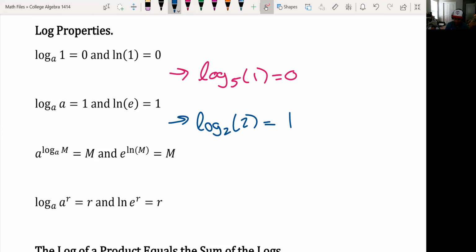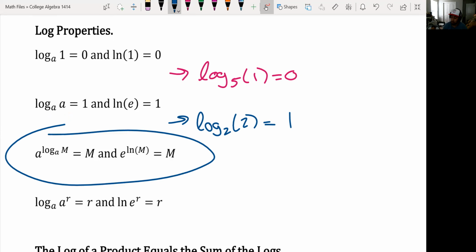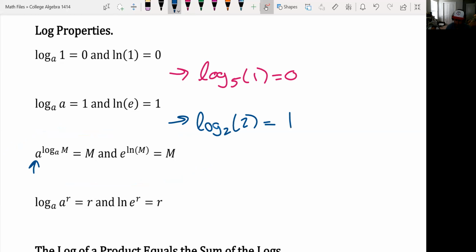Next is a raised to the log base a of m will equal m. So if this exponential base of a is the same as the log base of a, then the exponential and the log will cancel and leave you with m, the number you're taking the log of. Same goes for e and the natural log. So e raised to the natural log base e of m, since they have the same base, they'll cancel and leave you with m. All right, well, that's another good example of that. Let's say I had, I'll just keep it 5, 5 raised to the log base 5 of m. Since the bases are the same, they cancel and leave you with m.